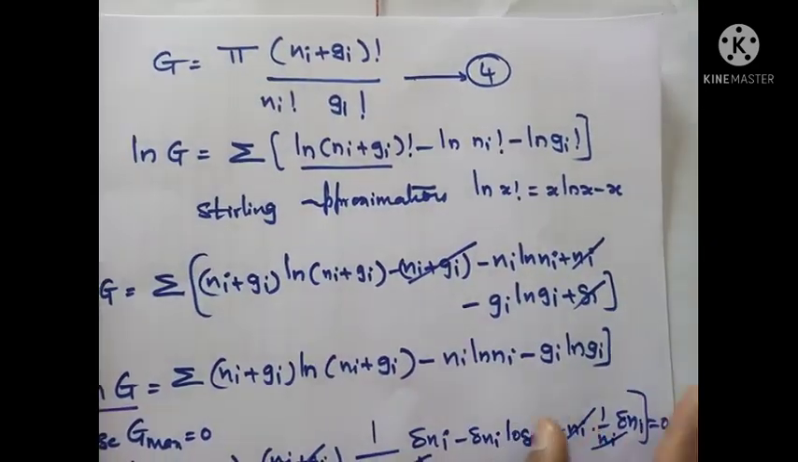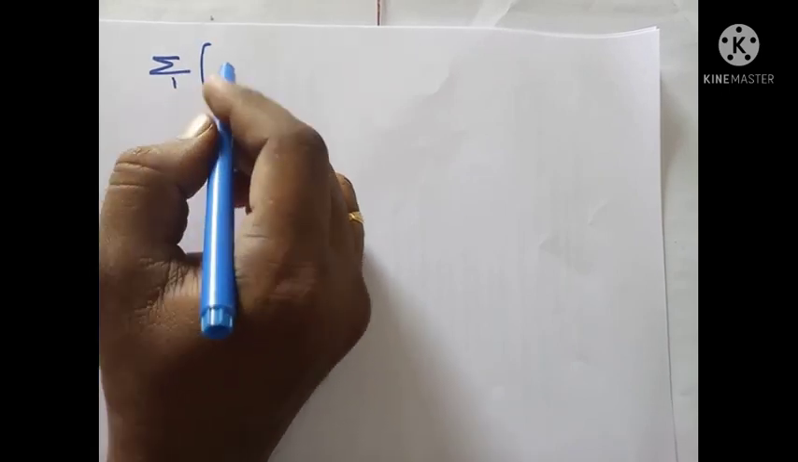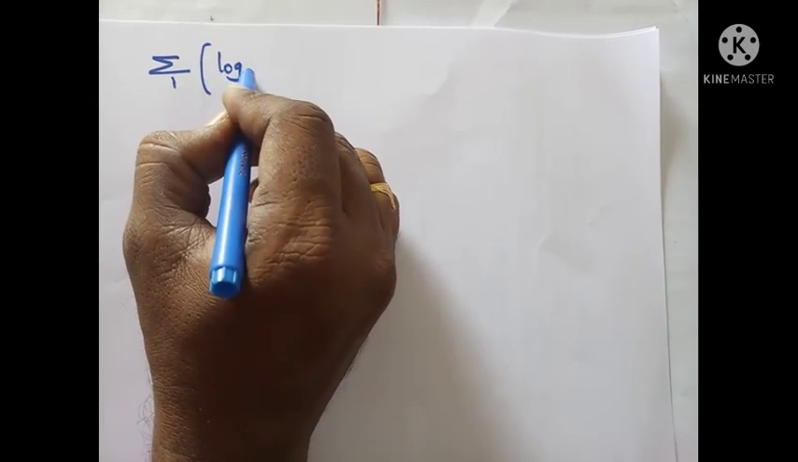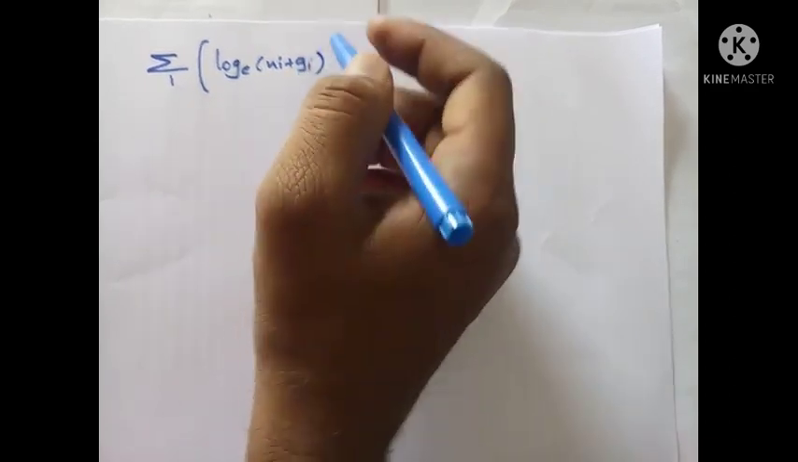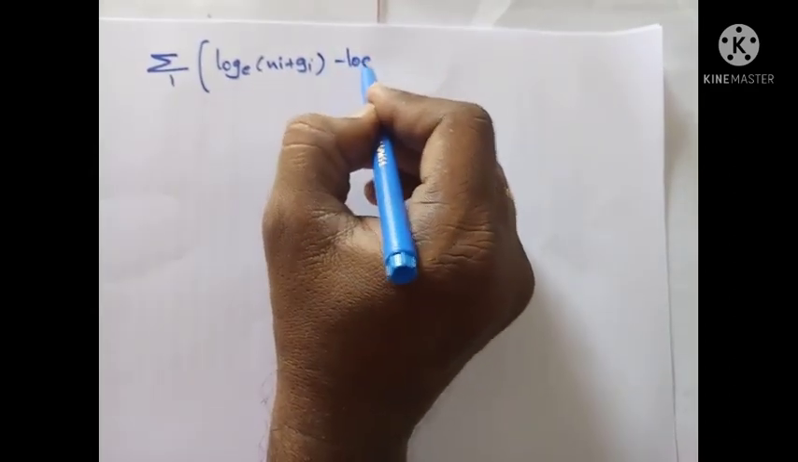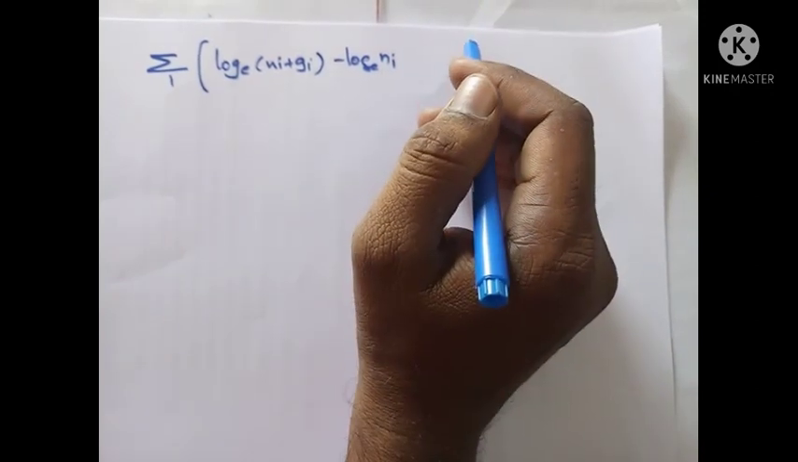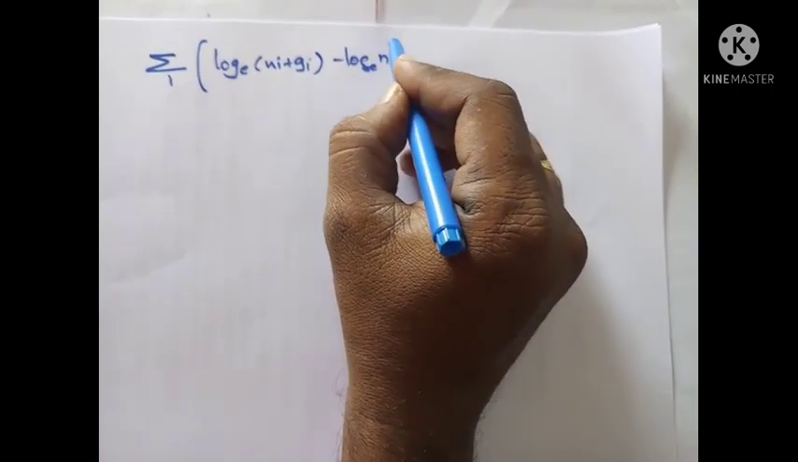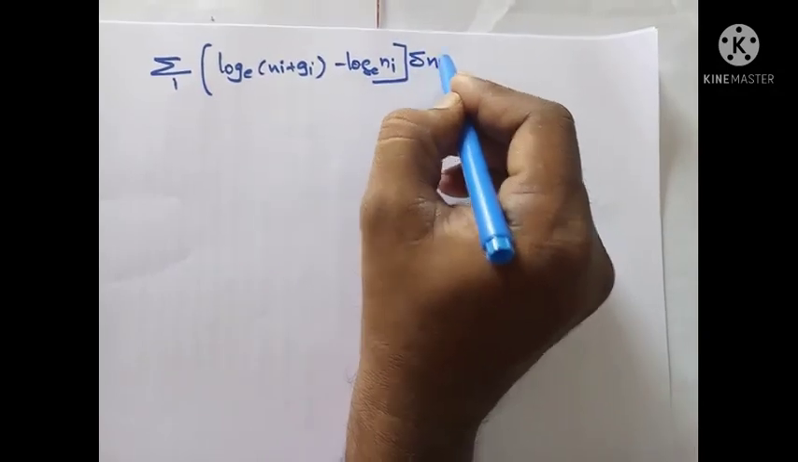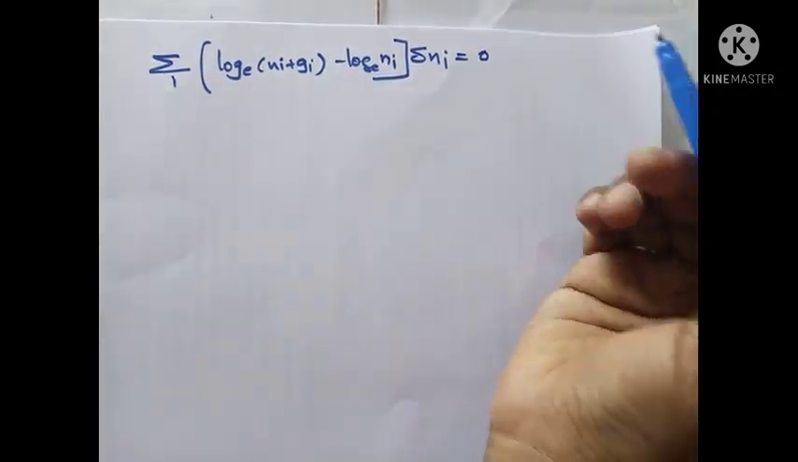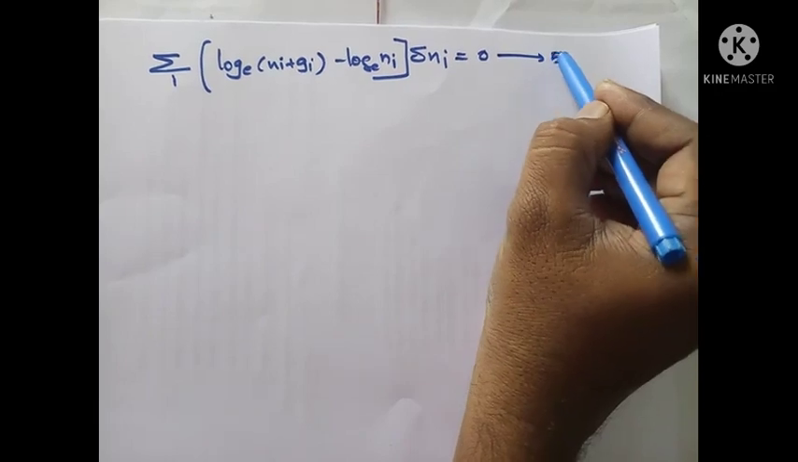Then finally we have the term here, the summation over i, where we have to take log e (ni plus gi) minus log e ni, and close the bracket, and we have the term ∂ni equal to 0. Okay, so let us assume this is equation number 5.